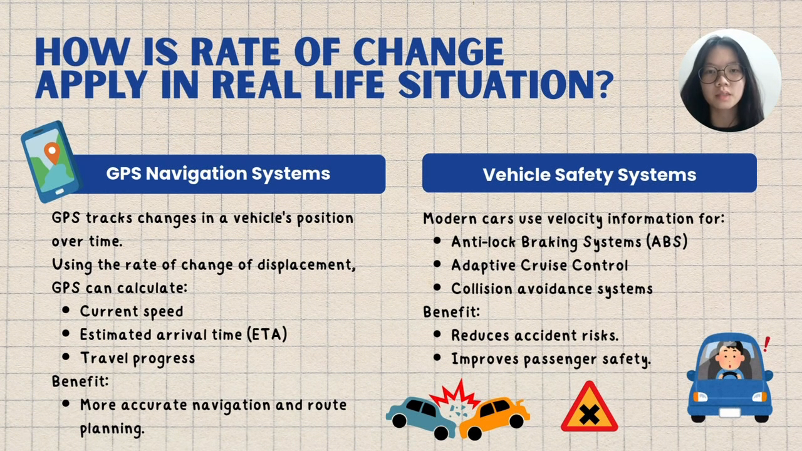Another example is the vehicle safety system. Modern cars use velocity information in systems such as the anti-lock braking system (ABS), adaptive cruise control, and collision avoidance system, because derivatives provide accurate speed information. This safety system can react quickly and help reduce accidents. Therefore, the derivative improves both navigation and passenger safety.